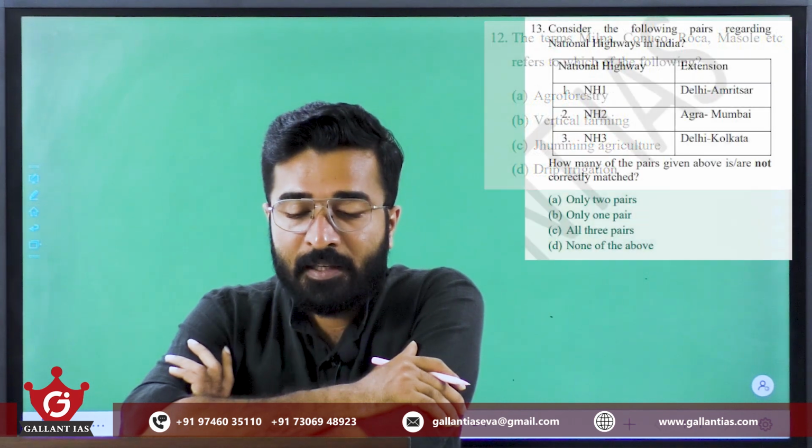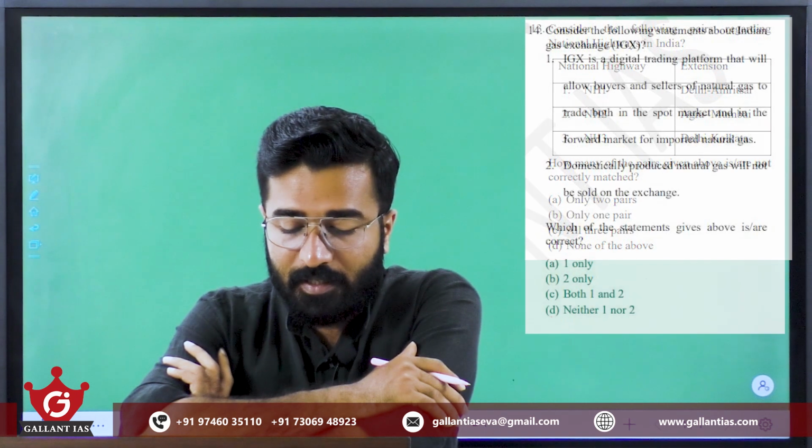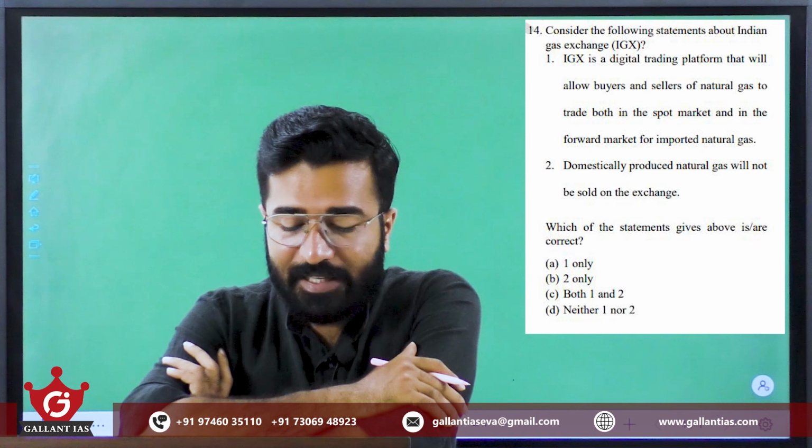Then 13, consider the following pairs regarding national highways in India. They just interchanged 2 and 3. NH2 is Delhi, Kolkata, and NH3 is Agra, Mumbai. NH1, Delhi, Amritsar. So not correctly matched, that means 2 pairs. A is the answer.